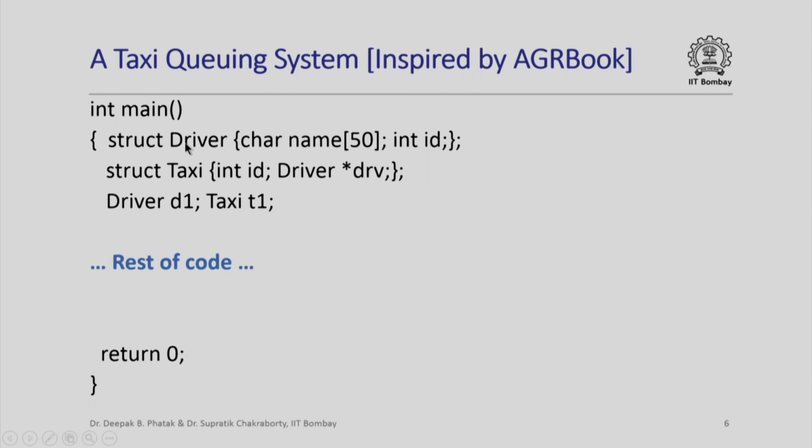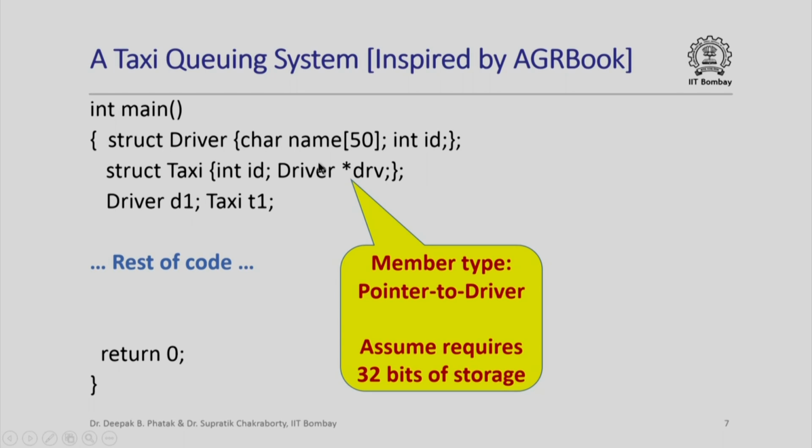The structure driver has a member name, which is a character array of size 50, and it also has a member ID, which is of type integer. The structure taxi has a member ID of type integer, and it has a member DRV, which is a pointer to the structure type driver. So the type of the member here is a pointer to a driver.